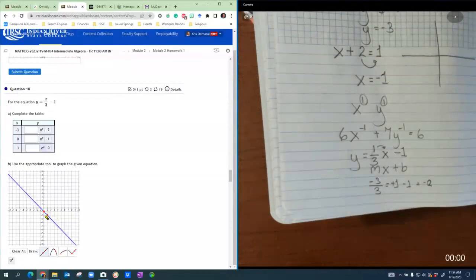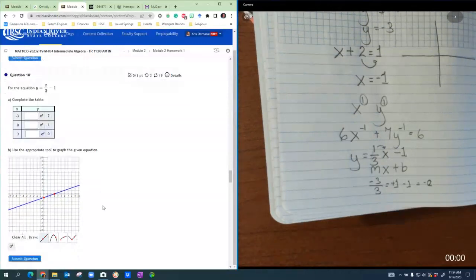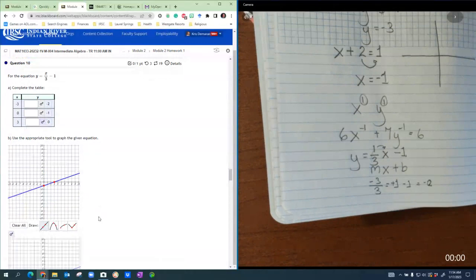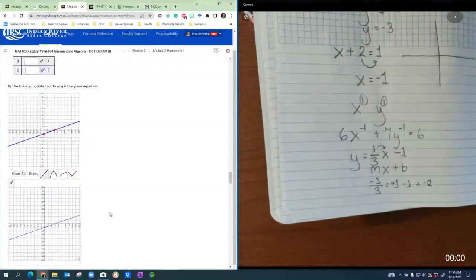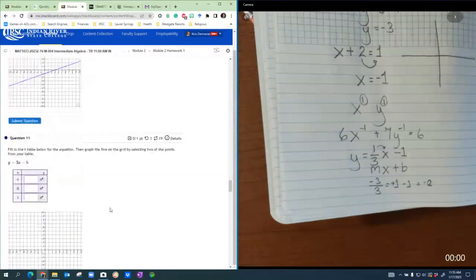Okay. Now I'm going to go ahead and see that I go to 3, 3, 0. It's right here. All right. And then that would be my answer that I'm looking for graphing. See, all you need for a linear equation is 2 points to make a line. So we're done with that.